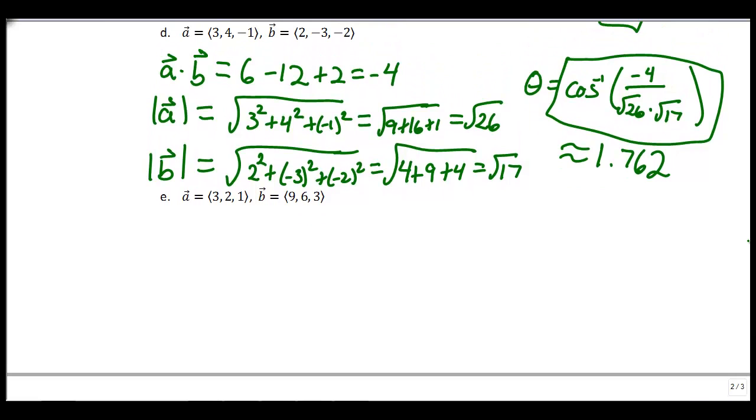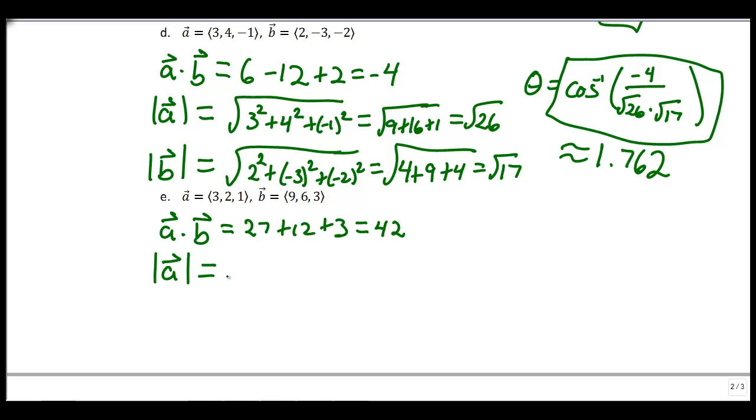Last one here. We're going to do A dot B. Something special is going to happen here. I can see it right away. We'll talk about it at the end. We get 3, 2, 1 dotted with 9, 6, 3, but let's just save space by multiplying this out. 3 times 9 is 27. 2 times 6 is 12. 1 times 3 is 3. Add that up. That gives me 42.